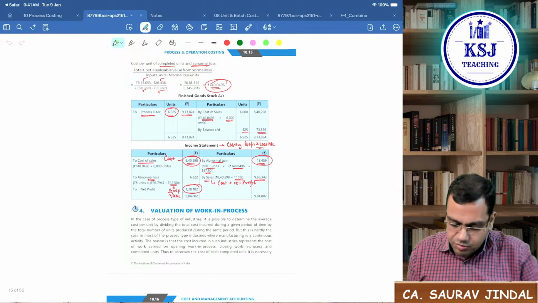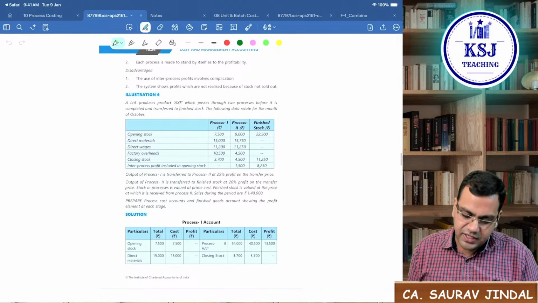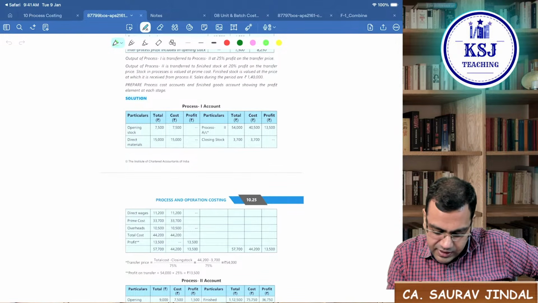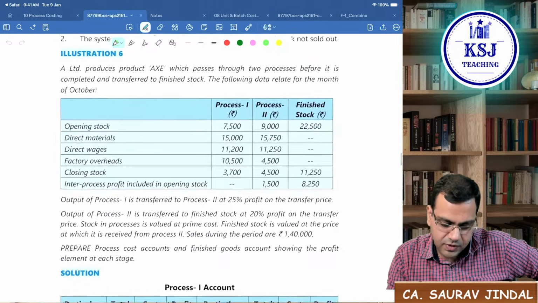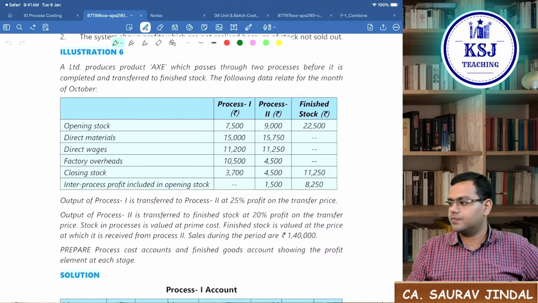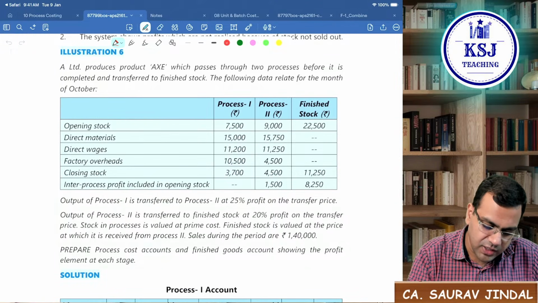Now let's come to the module. I'll take one question which is there on inter-process profit, that is illustration number 6. Right, illustration number 6 is there on the inter-process profit. So let's see this particular problem. Okay, let's read this illustration number 6 on inter-process profit.